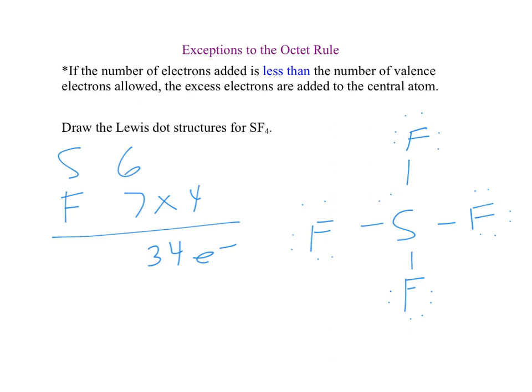You can put them anywhere. I'm going to put them right here. So you can see once again it becomes obvious that sulfur is an exception to the octet rule. It has access to 10 electrons total.